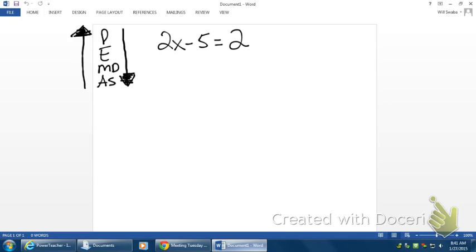Okay? So it's always easier to go with adding or subtracting first, then work your way up to multiply or divide, then worry about the exponent, then worry about the parentheses. Your first step here would be to add 5 to both sides. Right? And you'd be left with 2x is equal to 7. Now what would you do? Well, of course, you would divide both sides by 2. And you could just leave this as a fraction. It doesn't matter.